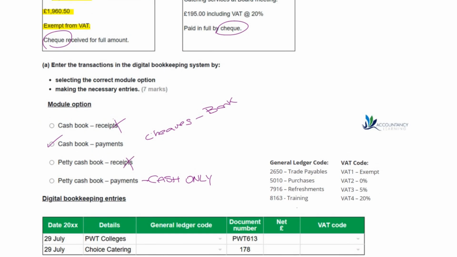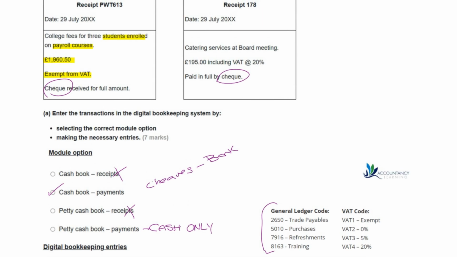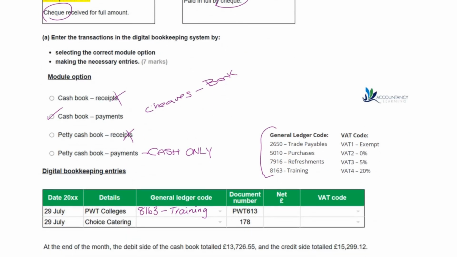So looking at our options then, our general ledger code, which I've put over here, you can select in the drop down box. It's going to be under training, so this is a payroll course they're going on, so we'll pop it under training. The amount, we're exempt from VAT, so we're going to be taking this amount, £1,960.50. And because we're exempt, we'll use VAT code 1. And these are the options over here.